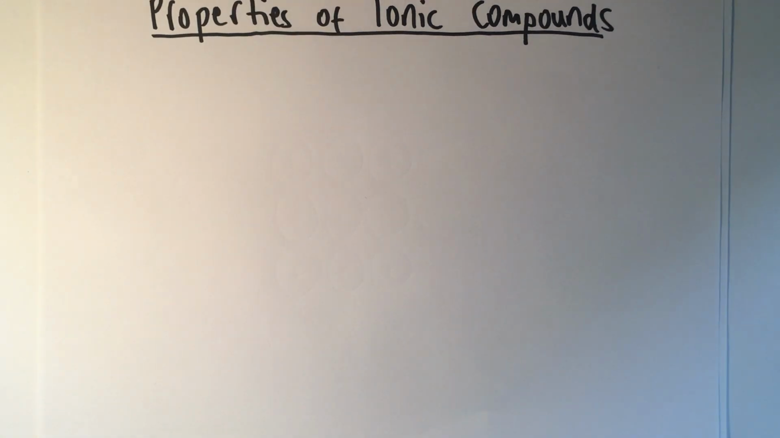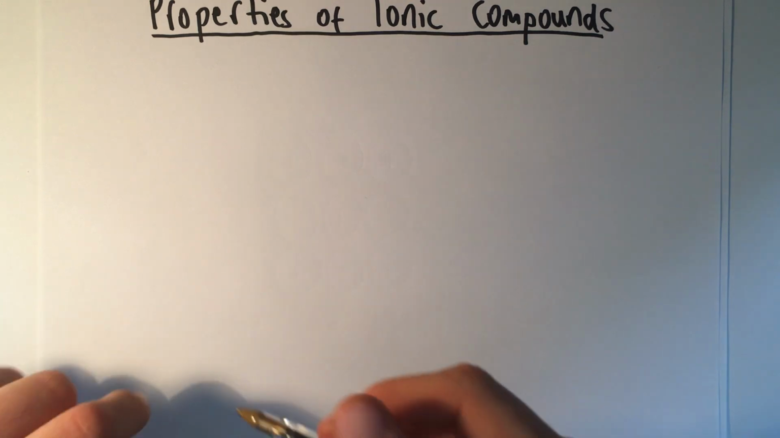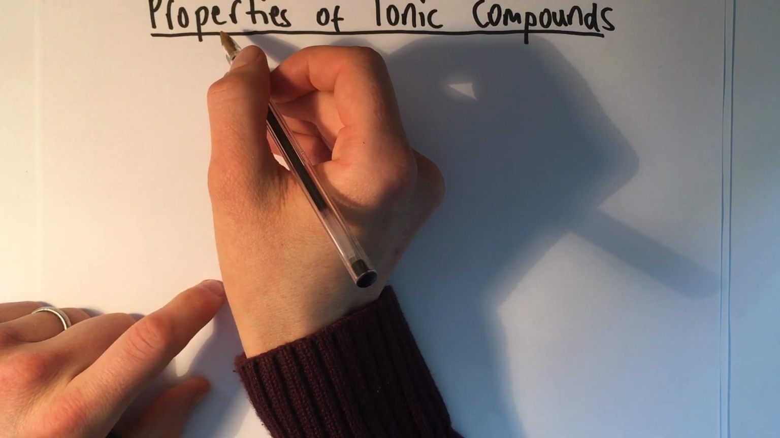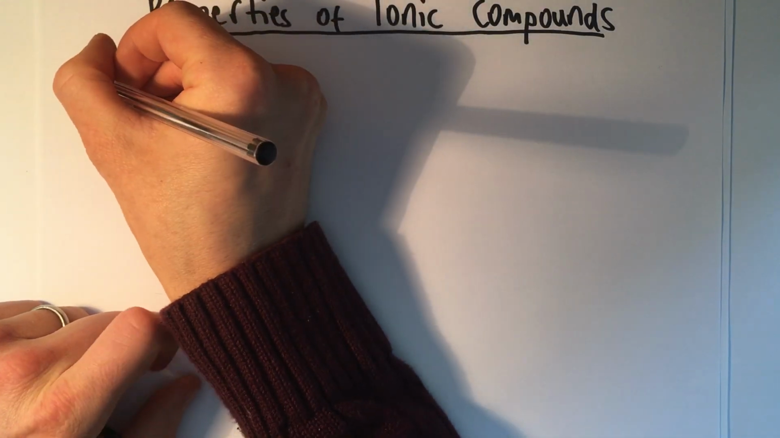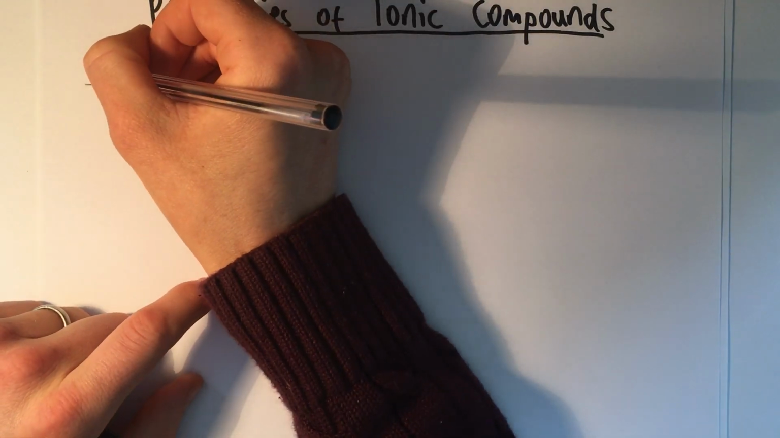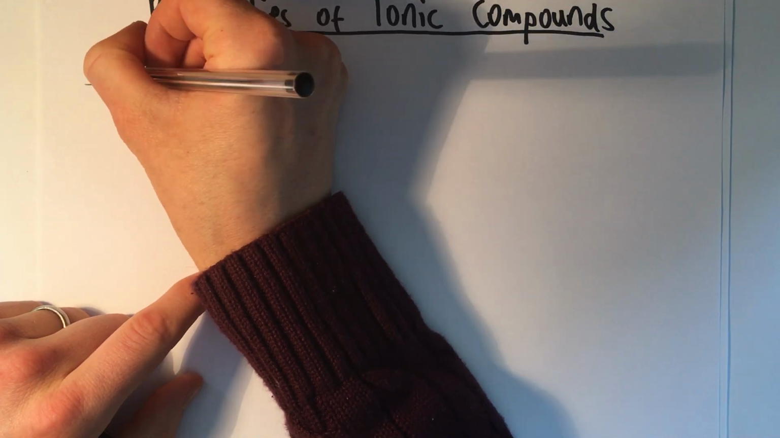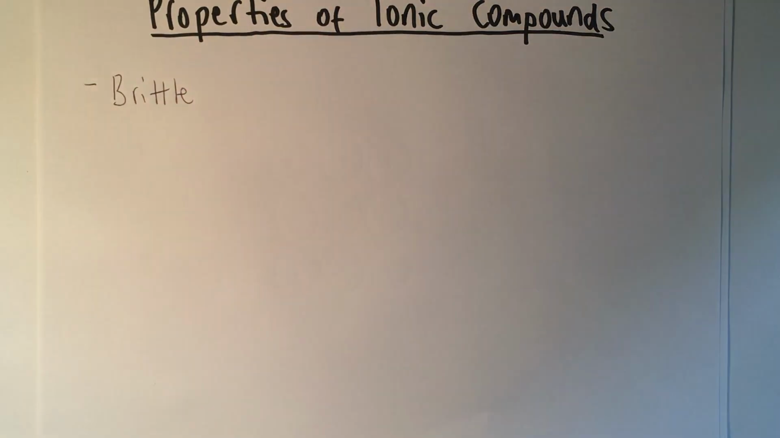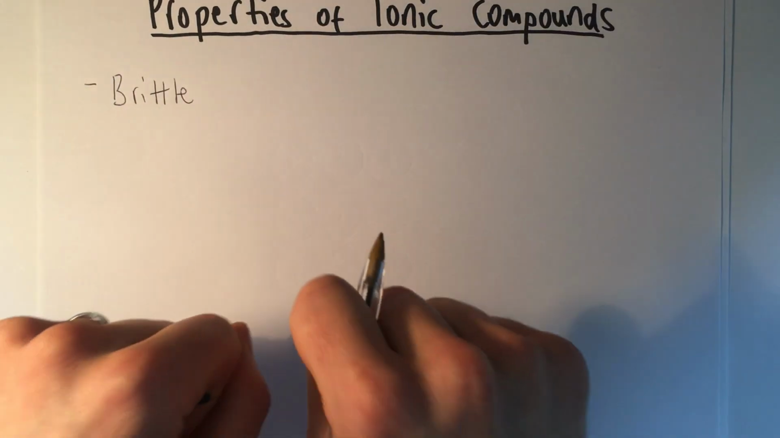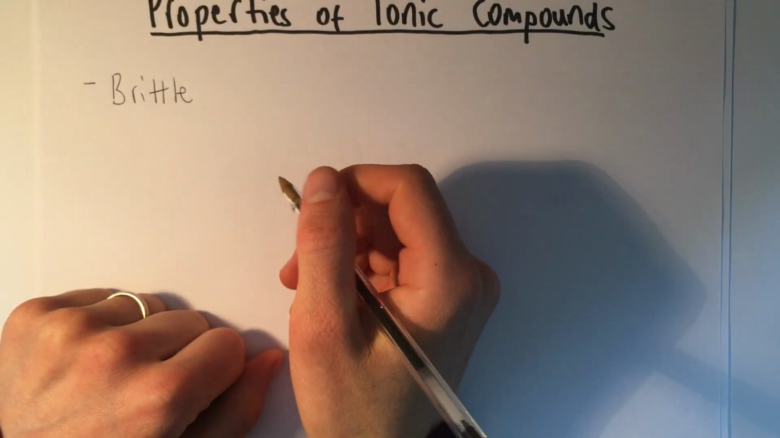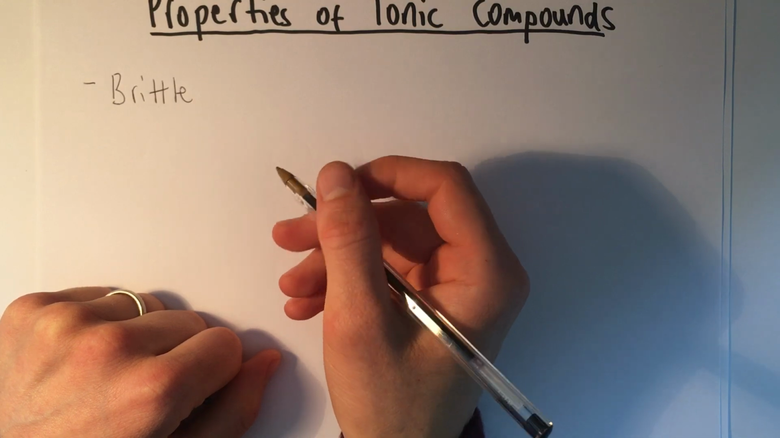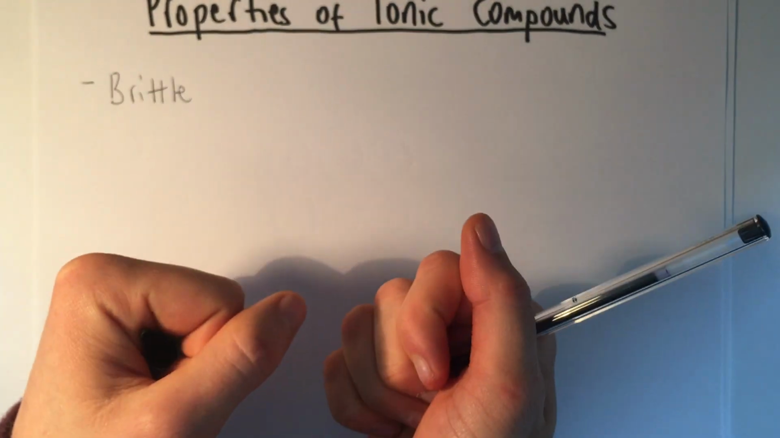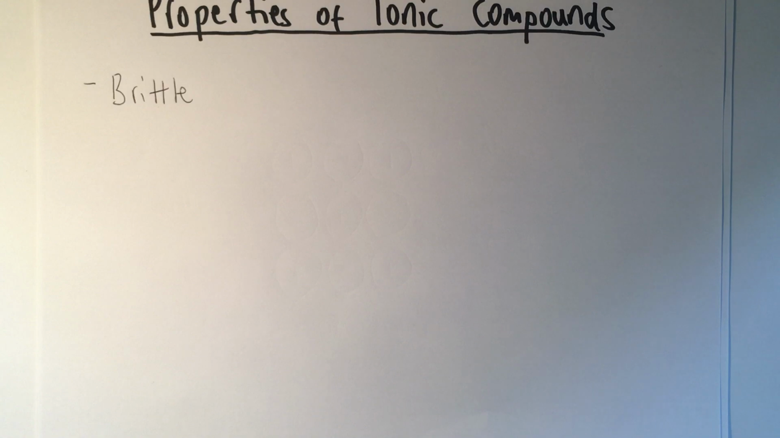In previous videos, I showed the bonding and the structure of ionic compounds. Once you understand those things, you can understand the properties of ionic compounds and why they have those properties, and look at three properties. The first one is ionic compounds tend to be brittle. Brittle means that when you put a force on it, it snaps. It's the opposite of metals, which are malleable. When you put a force on a metal, it bends, whereas ionic compounds tend to snap.